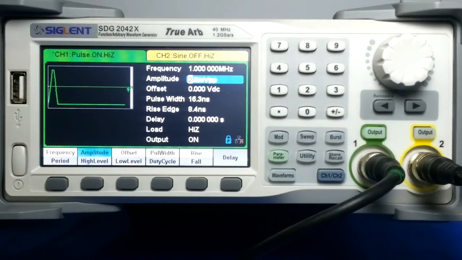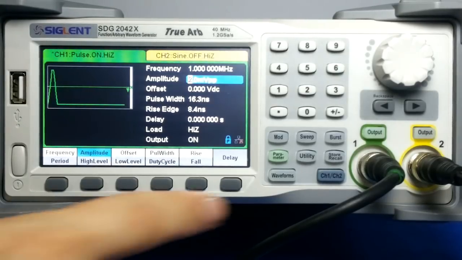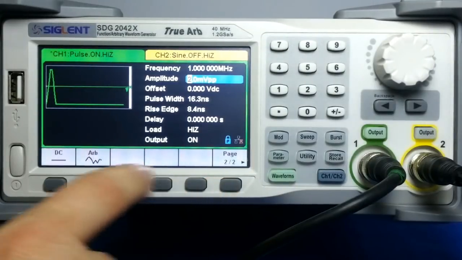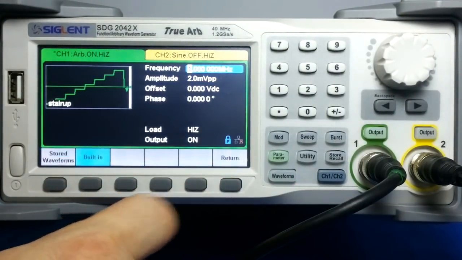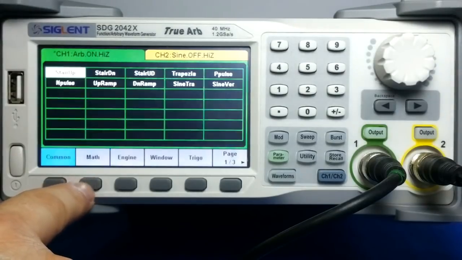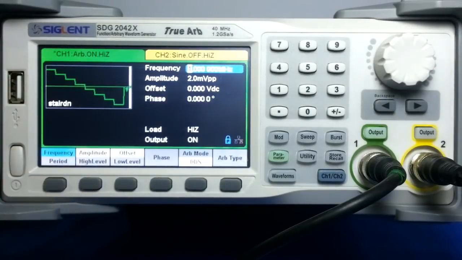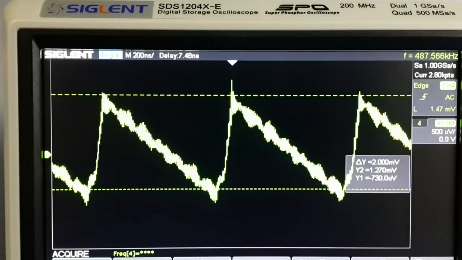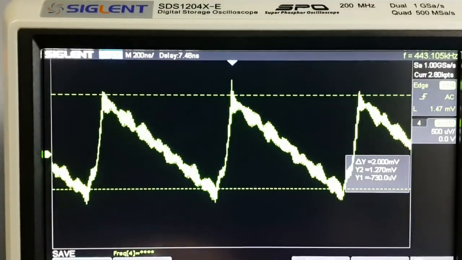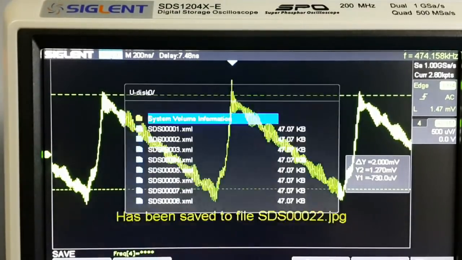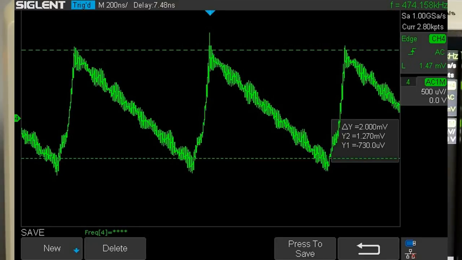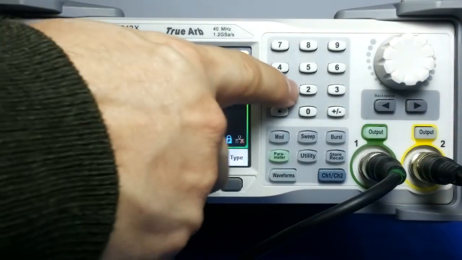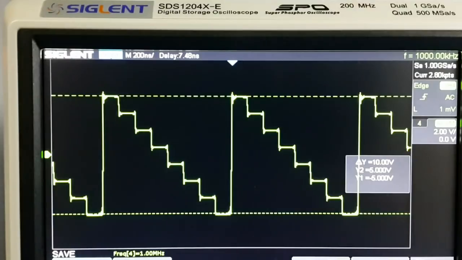One more question. Can we get 2 millivolts peak to peak in an arbitrary wave? The answer is yes. We can get 2 millivolts peak to peak. Let's compare the same wave in 10 volts peak to peak. This is the arbitrary wave in 10 volts peak to peak.